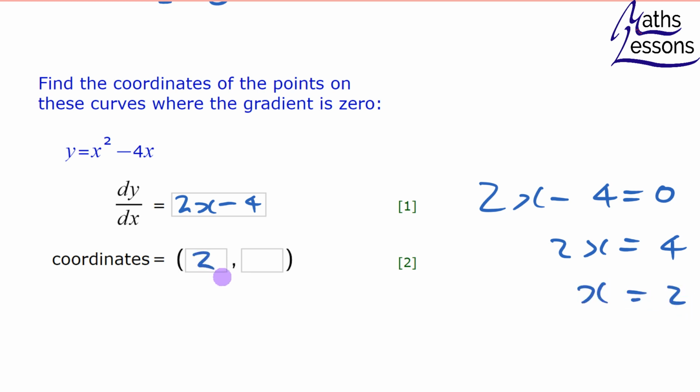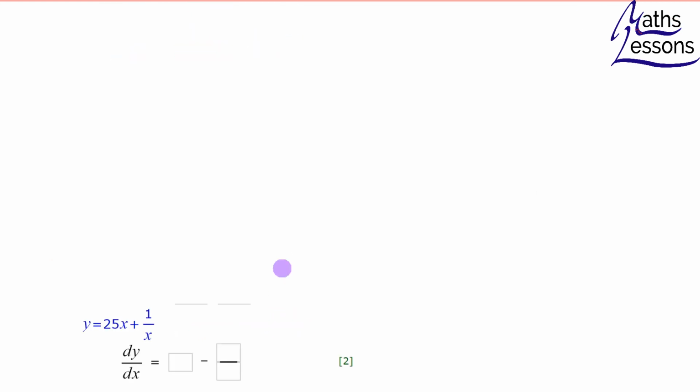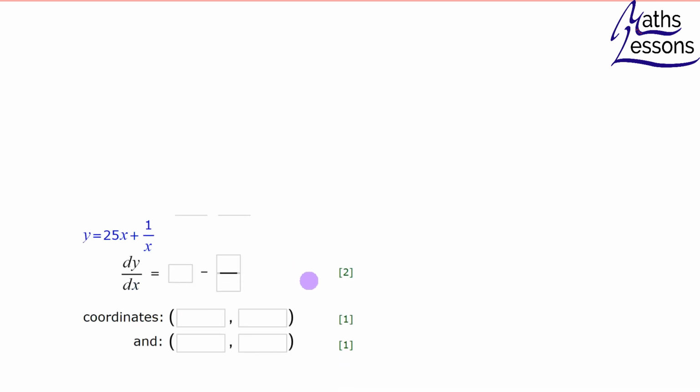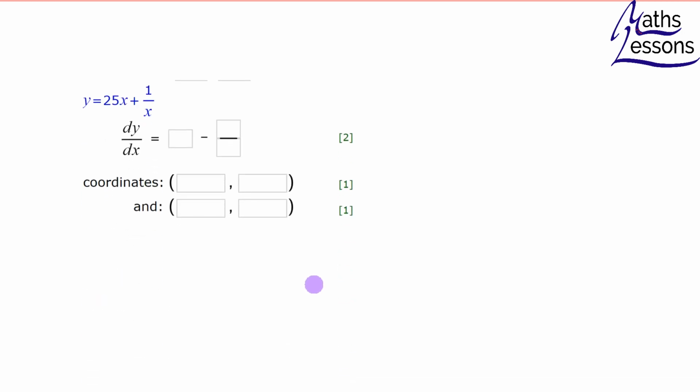So the x value is 2, but I want to find the y value when this happens. Put 2 back in. So y is equal to 2 squared minus 4 times 2. So it's 4 minus 8 gives me minus 4. Right, I'm just going to page down to this trickier one and we'll finish the video there.